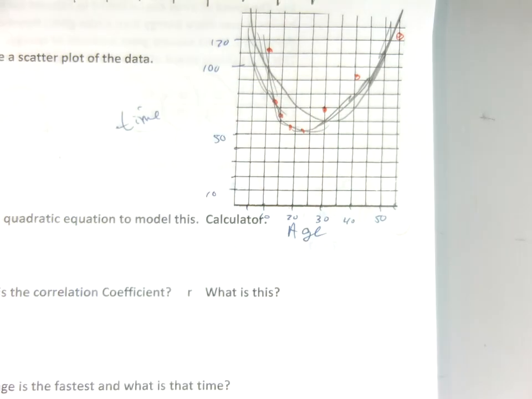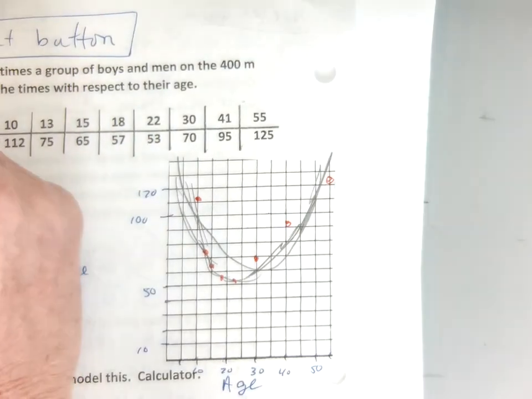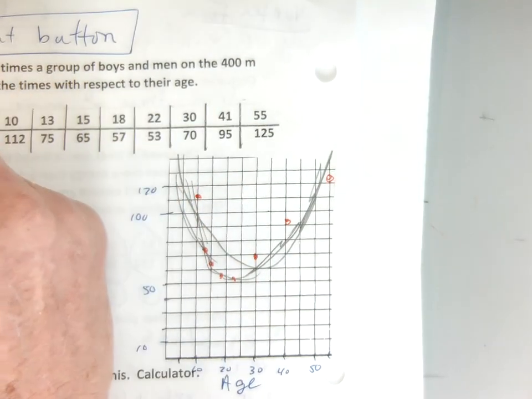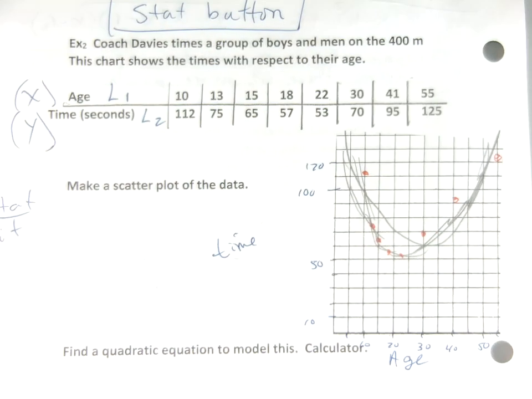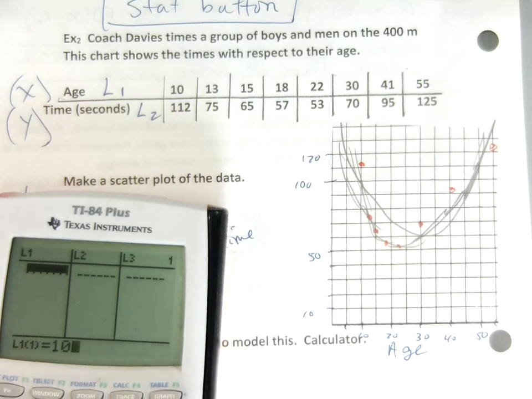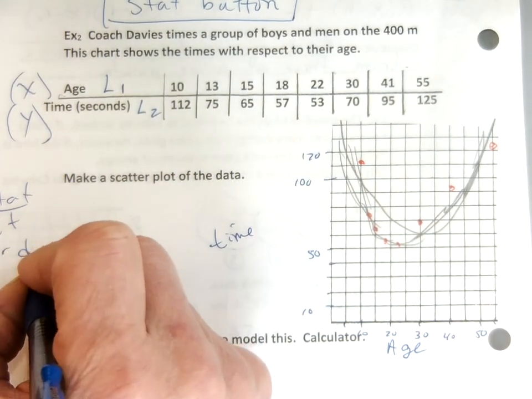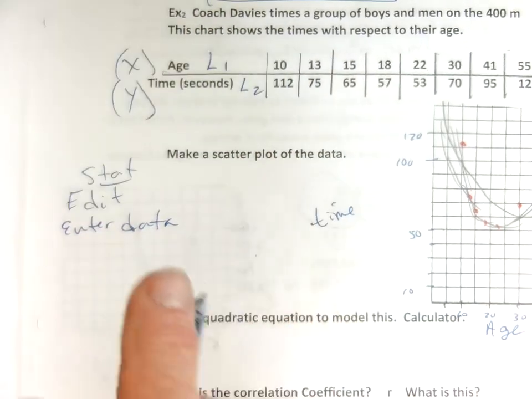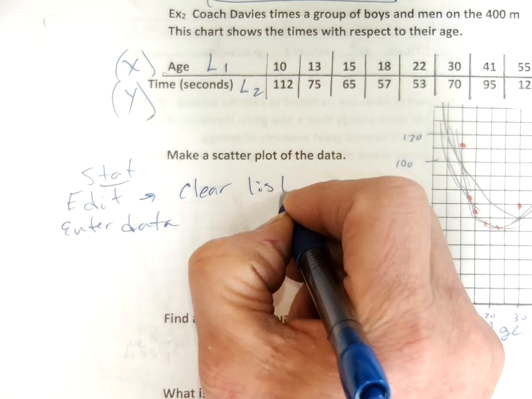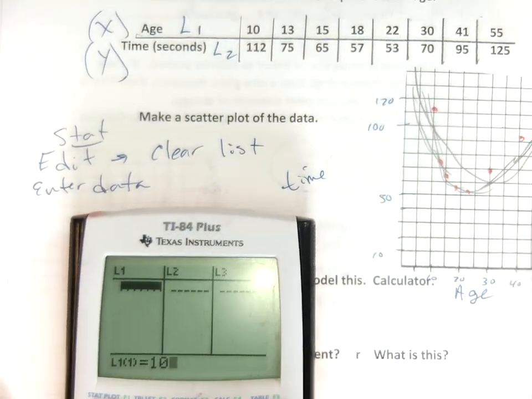So I'm going to let age be list 1, which is like your X's. And I'm going to let seconds be list 2, which is like my Y's, okay? So I'm just going to start typing in my numbers. I'm going to enter data. I did have to clear my list. So I'm going to enter data now. Thanks, Lexi. Keep me honest, huh?